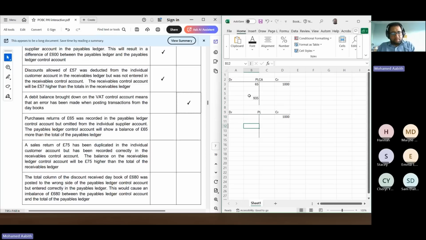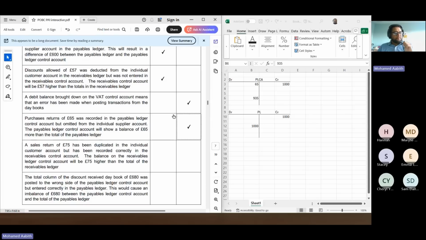And this one is £1,000. Looking at it here, the statement says the payable ledger control account will show £65 more than the payable ledger. But that's not true. This one is showing £65 less. So that statement is false. Now let's look at the next one.